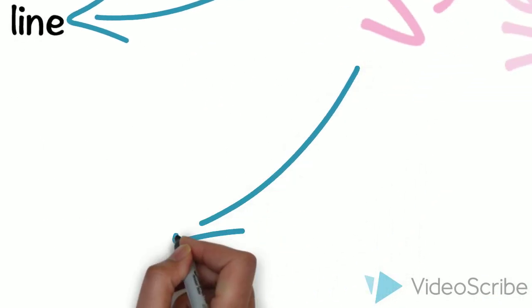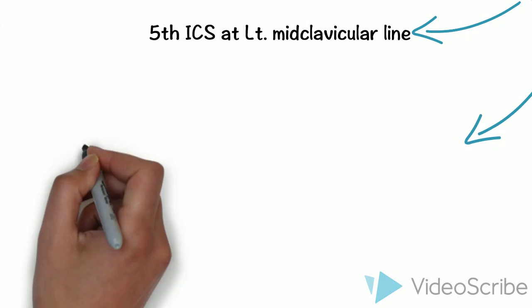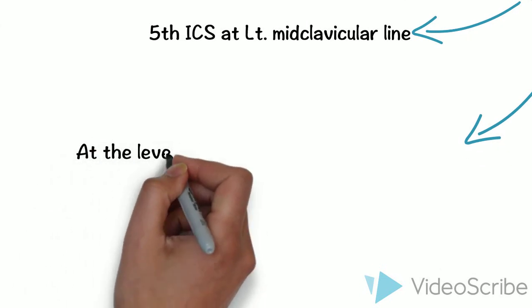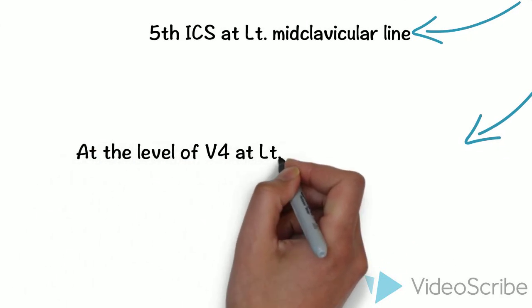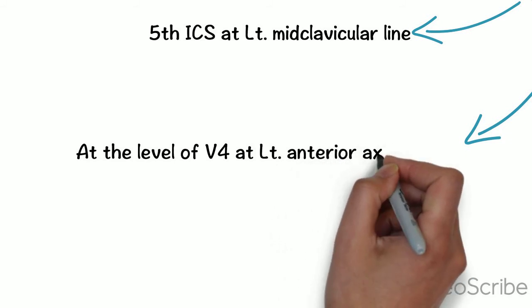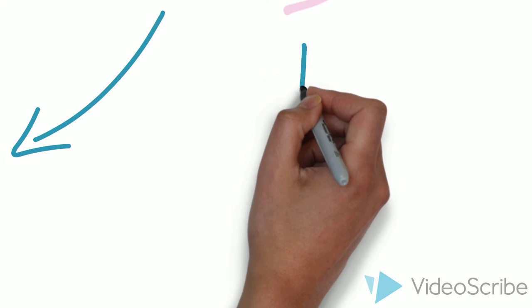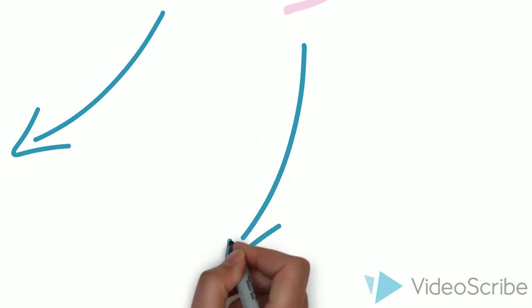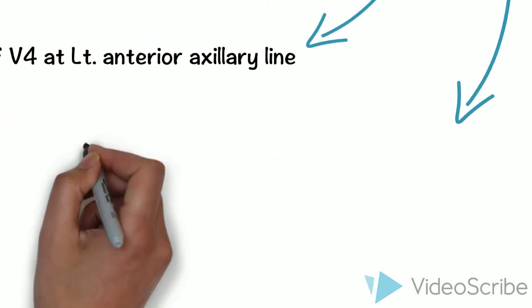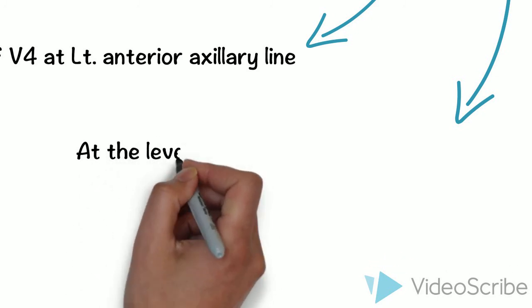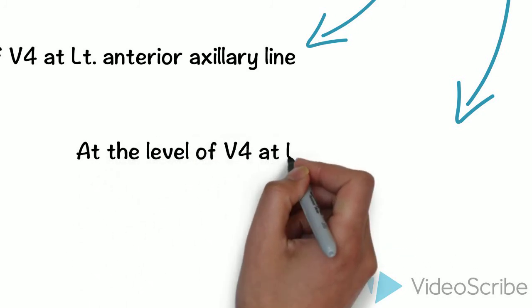Continue with V5. It's at the same level as V4 in the 5th intercostal space at the left anterior axillary line. V6, also at the same level as V4 at the 5th intercostal space, but at the left mid-axillary line.